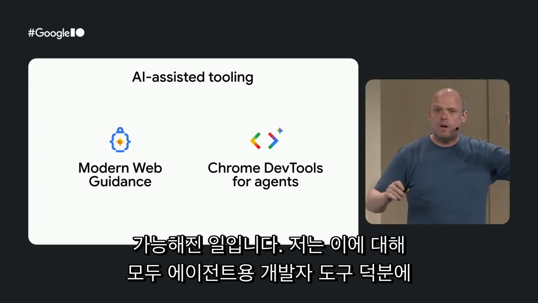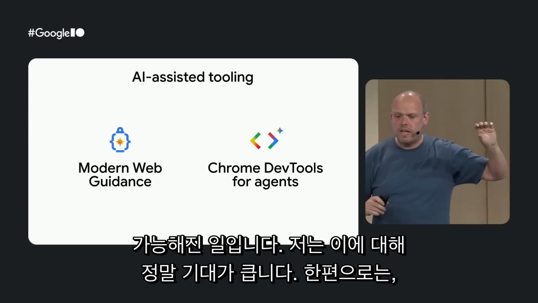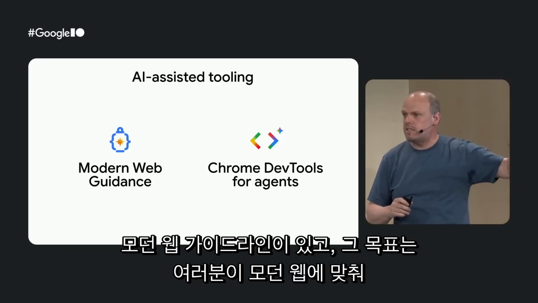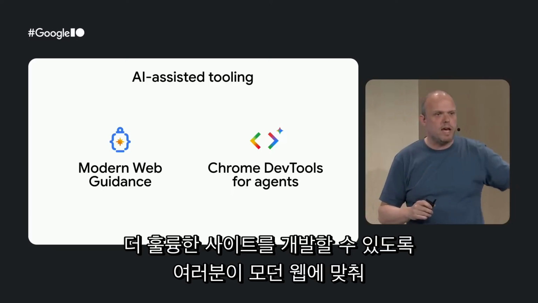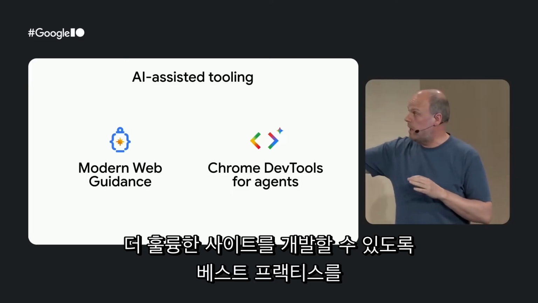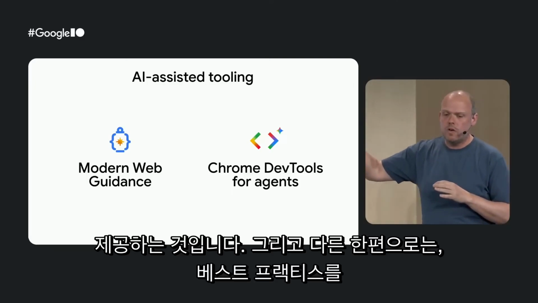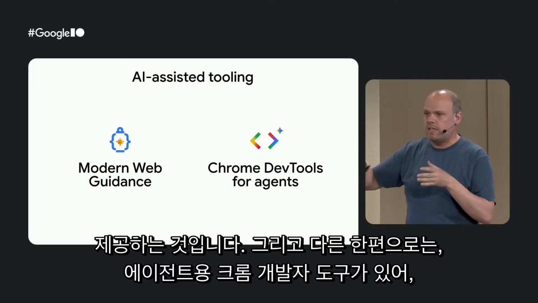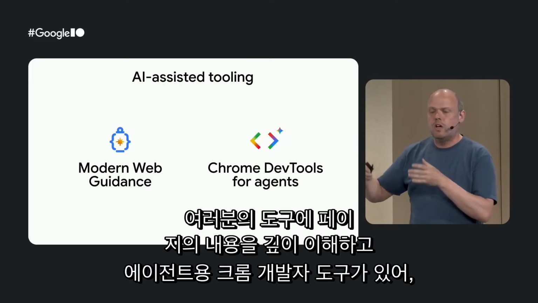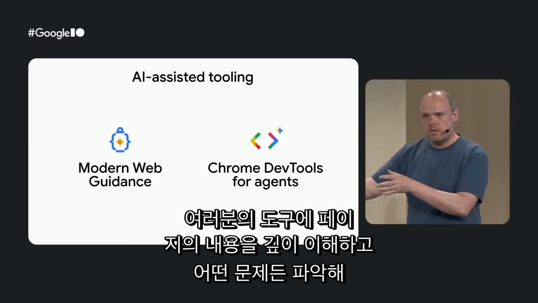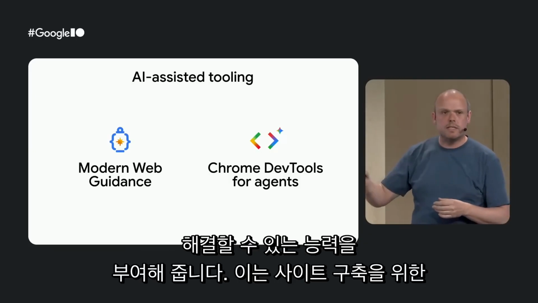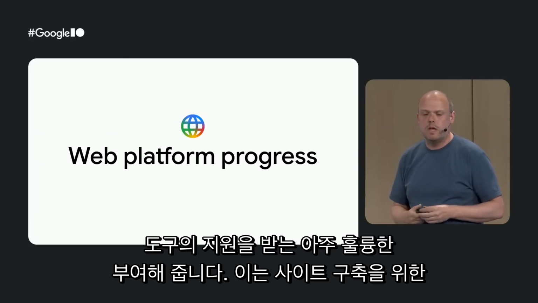On one hand, we've got modern web guidance. The goal here is to give you access to the best practices to help you build for the modern web so you can build higher quality sites. And then on the other side, Chrome DevTools for agents. The goal is to just give your tools the ability to really deeply understand what's on the page, any issues, and fix them. And it's a really nice tool-assisted loop for building sites.